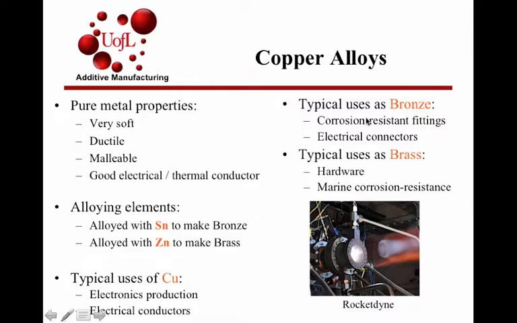You can make corrosion resistant fittings with bronze. It has that characteristic because the oxide on tin is noble. You can make very attractive components using these as well. A lot of hardware, a lot of marine corrosion resistance characteristics with the brasses and bronze.